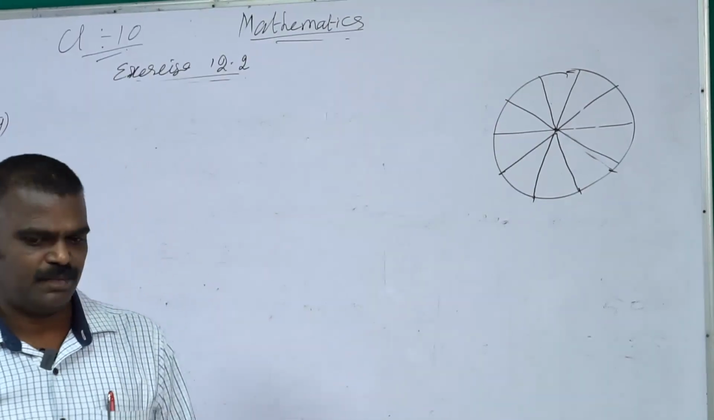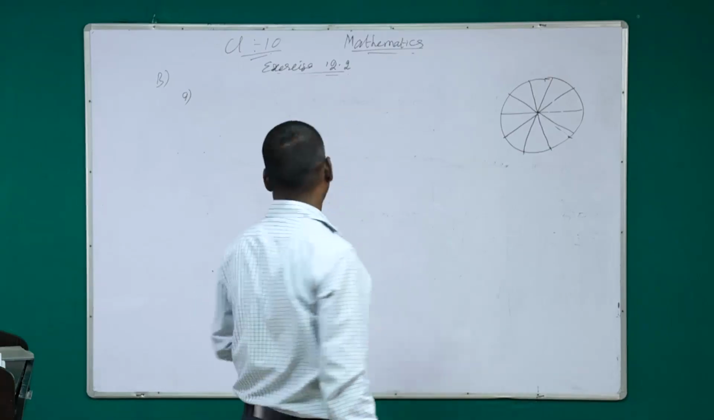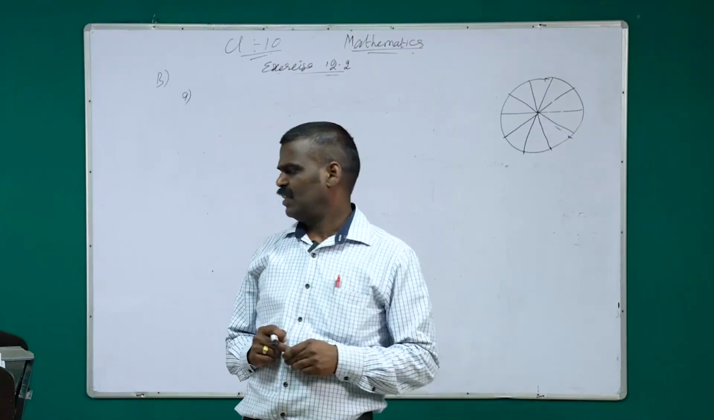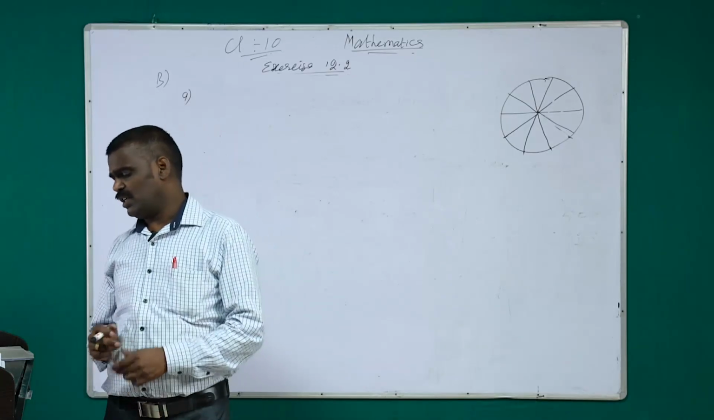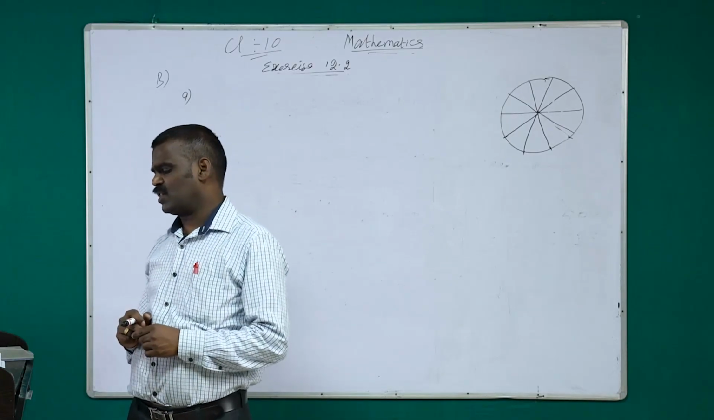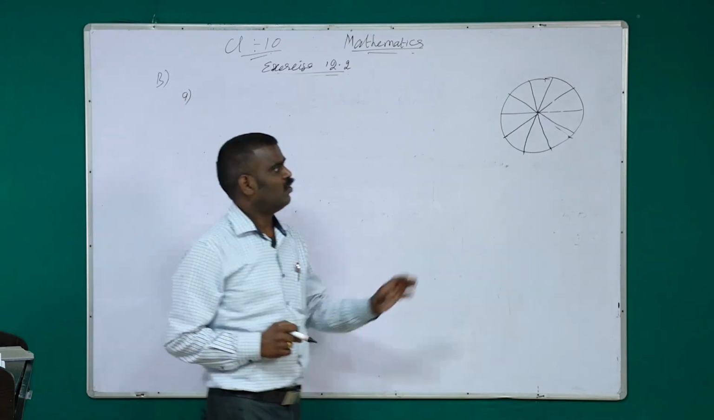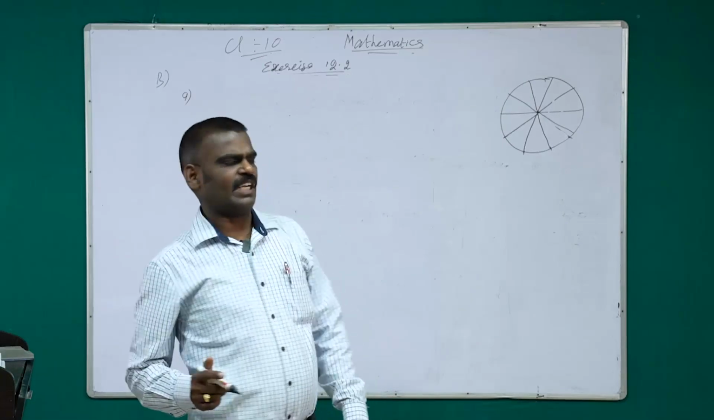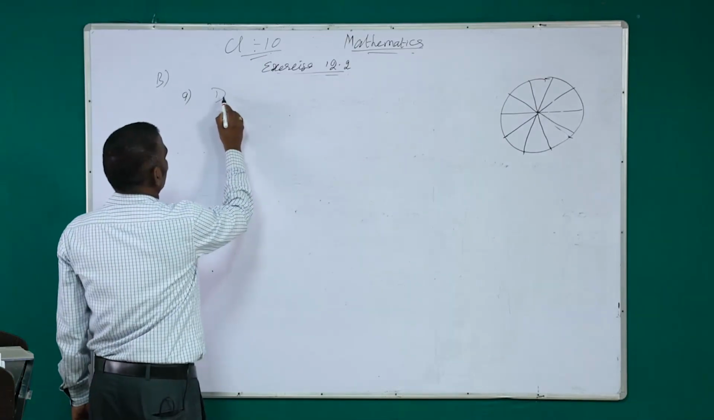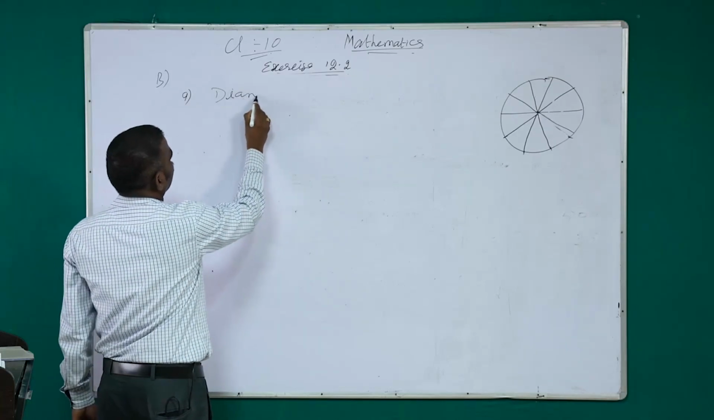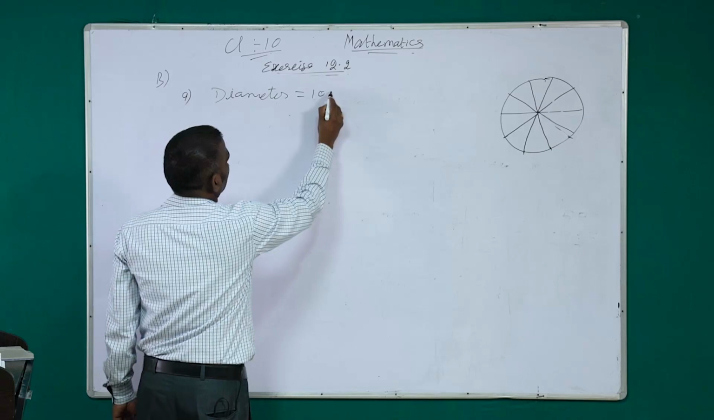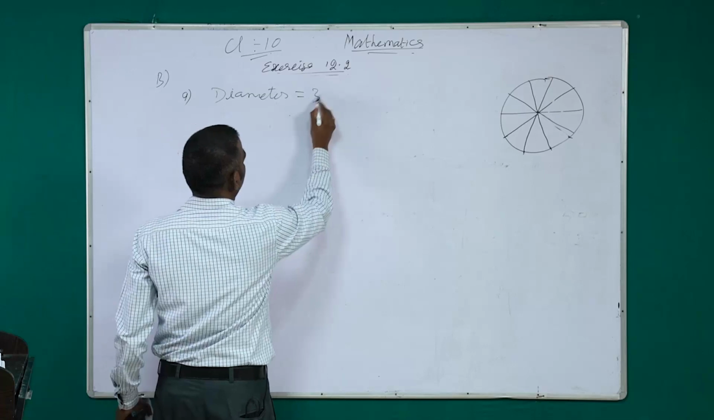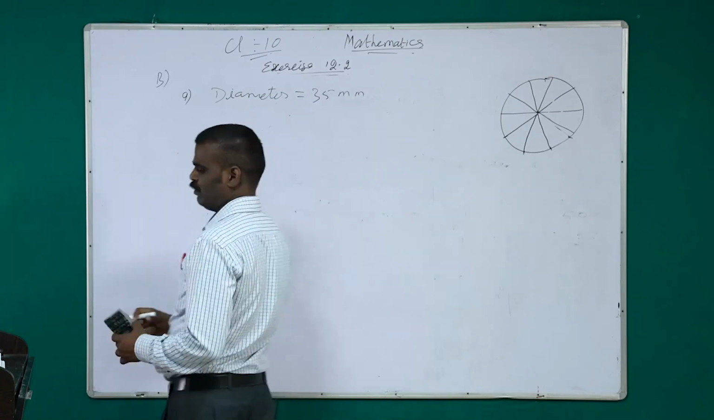Okay. Now, this is made up of silver wire, expensive silver wire. So, our question is the total length of the silver wire required for making this figure. How much silver wire is needed? The diameter is given. Diameter is how much? 35 millimeter.